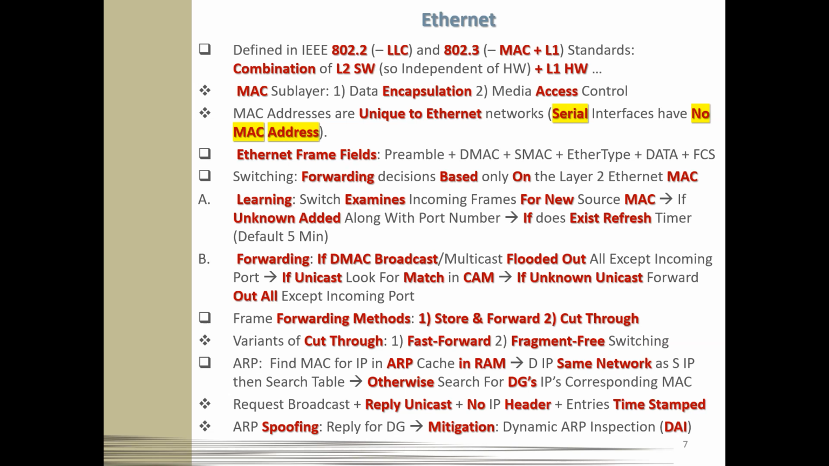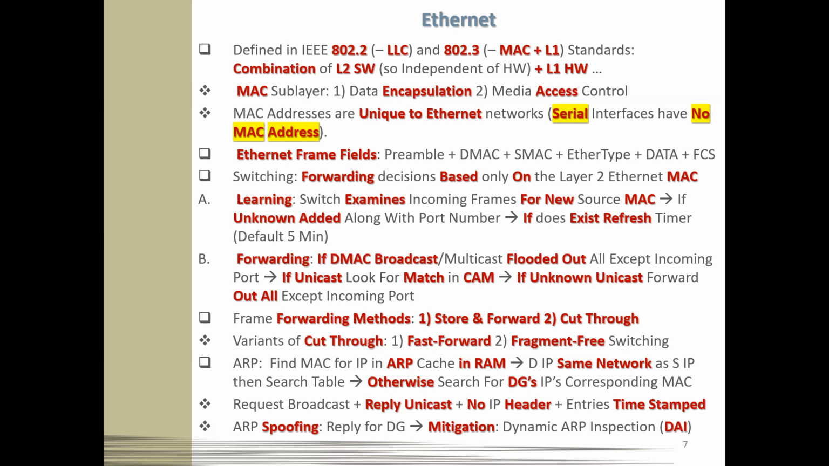And that's why we have another variant with cut-through: fragment free switching. That is a compromise between store and forward and fast forward switching methods. With fragment free switching, the switch first stores the first 64 bytes of the frame before forwarding it. Why do the first 64 bytes need to be stored first? Because it was proved that most errors happen within the first 64 bytes of the frame. That's why we first store them, and when we make sure that there is no error in the first 64 bytes, we then forward the frame out the outgoing port. So that's why fragment free switching is known as a compromise between store and forward and fast forward switching.